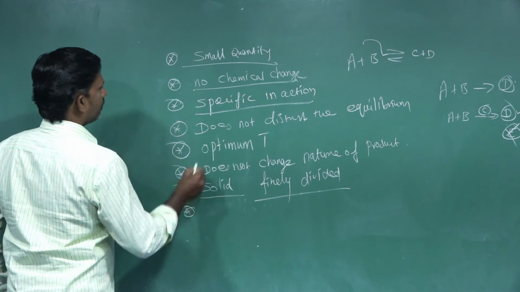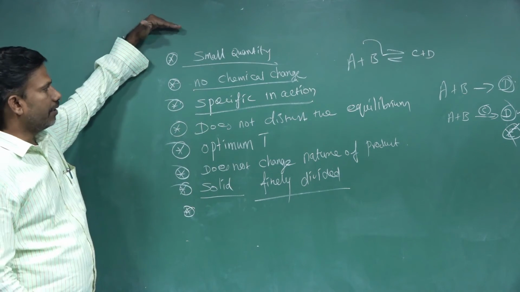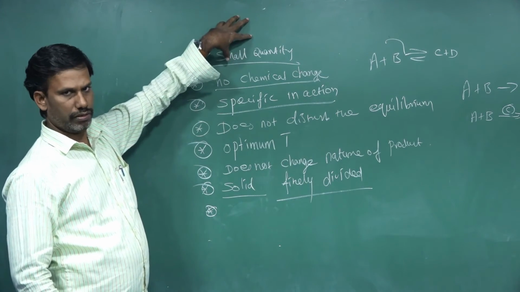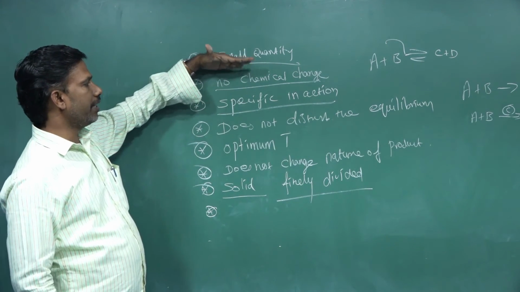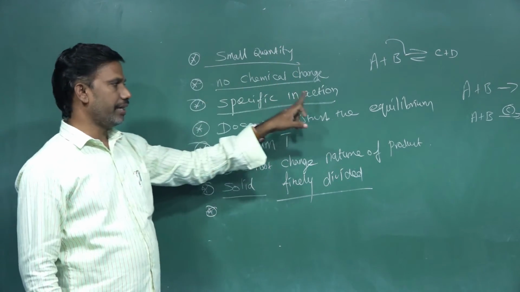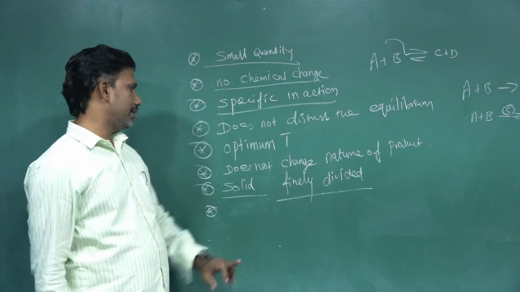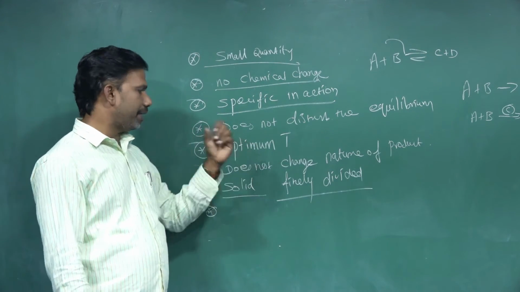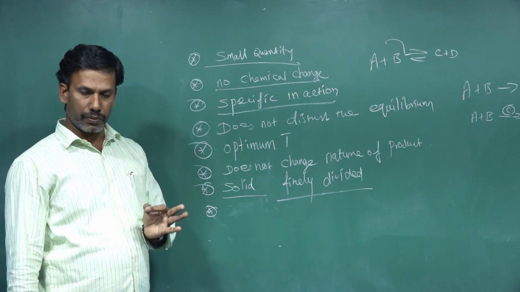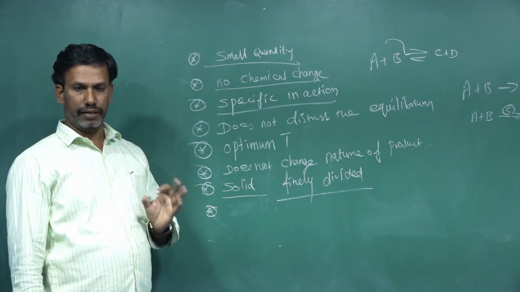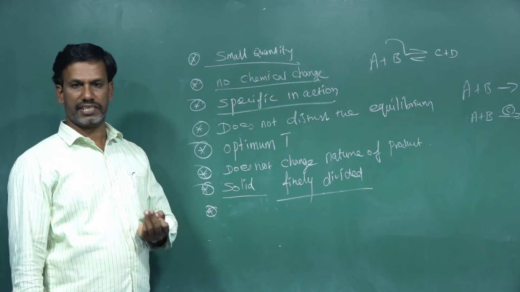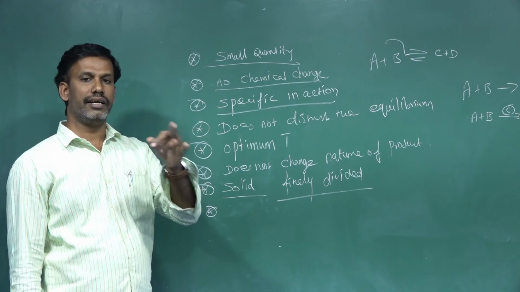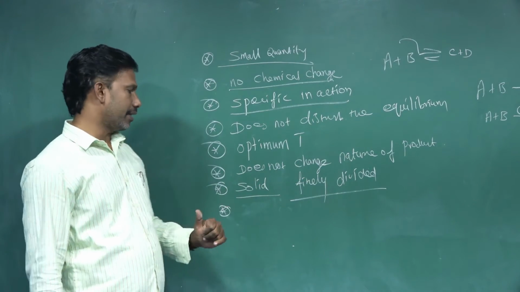So what are the characteristics of a catalyst? It is a small quantity, very small, not a large amount. There should not be any chemical change. Then it has specific action, a particular catalyst for a particular reaction. It does not disturb the equilibrium. Then optimum temperature should be maintained. Only at the optimum temperature will the catalyst give the best yield. Simply adding a catalyst, you cannot get the best yield. That particular range of temperature should be maintained. The range where you get more yield is called the optimum temperature for the catalyst.